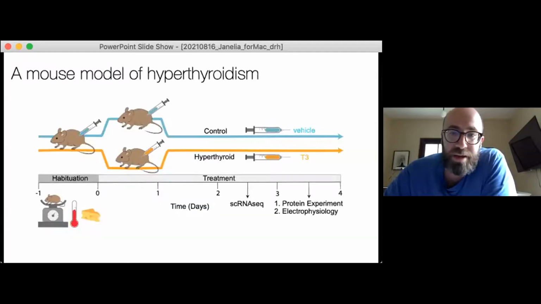So to test this hypothesis, we developed a simple mouse model of hyperthyroidism, where we bypass the endogenous regulation of thyroid hormone and simply inject animals with the thyroid hormone T3 or vehicle control. And over the time course of a few days, we look at changes in RNA profiles, protein levels, and functional connectivity of neural circuits, as well as behavior.